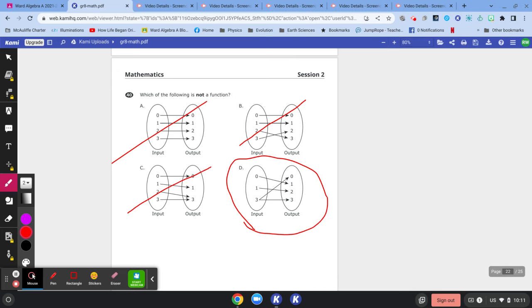A key test for if it's a function or not: if it's a function and you graphed it, there would be no place on the function where you could draw a vertical line and the vertical line would go through a point more than once. If it goes through a point more than once, then the vertical line has all the same x value. That means x values are being used more than once, and x values are the inputs.